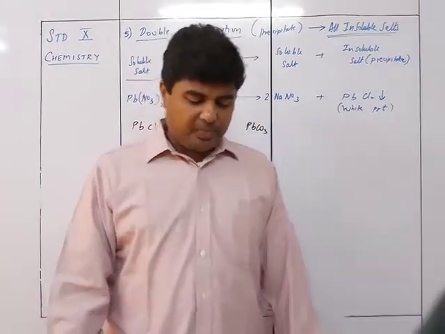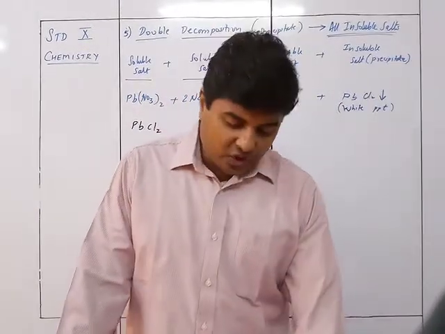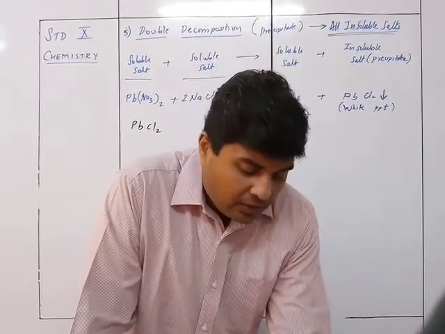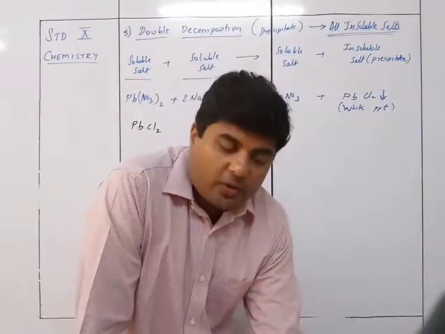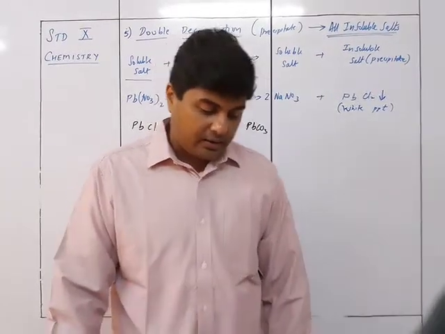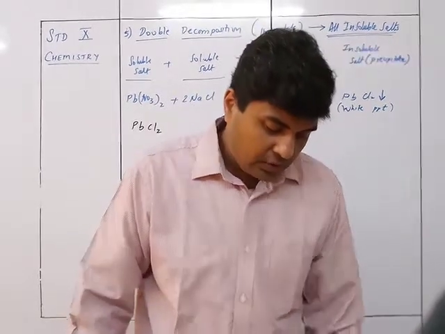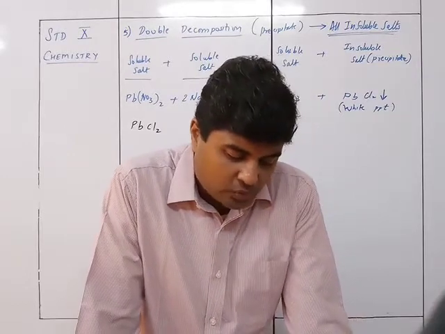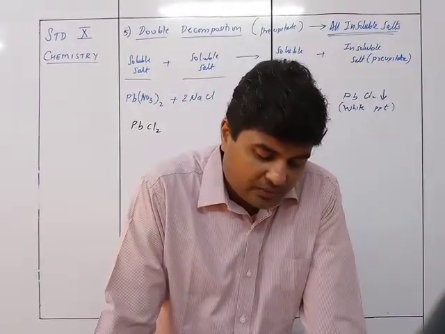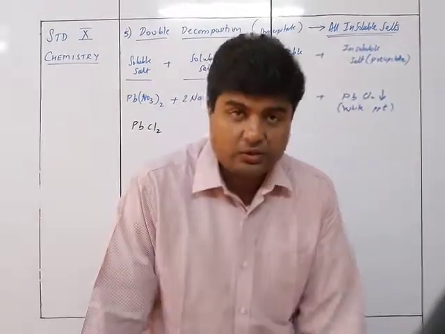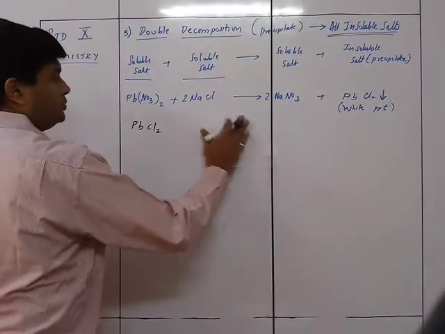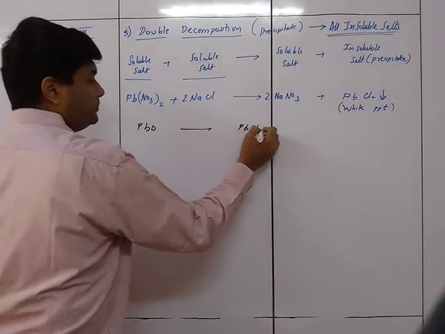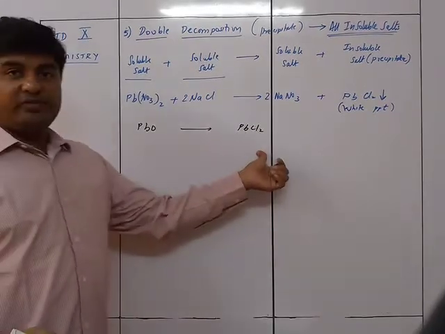So we see that PbCl2 is insoluble, and so its preparation will take place. First of all, we are going to take PbO. PbO plus HNO3 will give you Pb(NO3)2 plus H2O, and Pb(NO3)2 plus NaCl will give you NaNO3 plus PbCl2. So we are making PbCl2 from PbO. PbO is insoluble, PbCl2 is insoluble, and I want to prepare it.